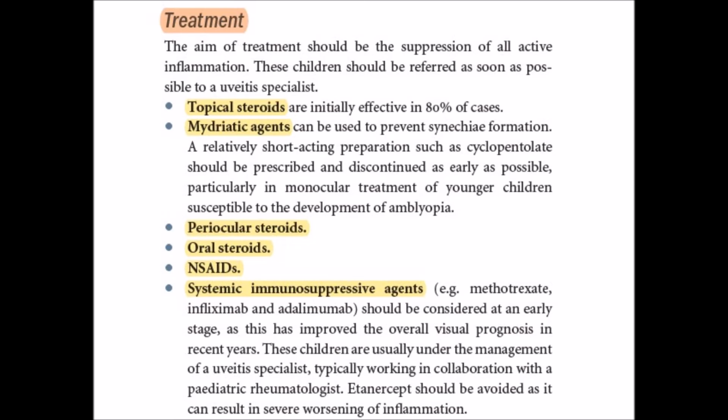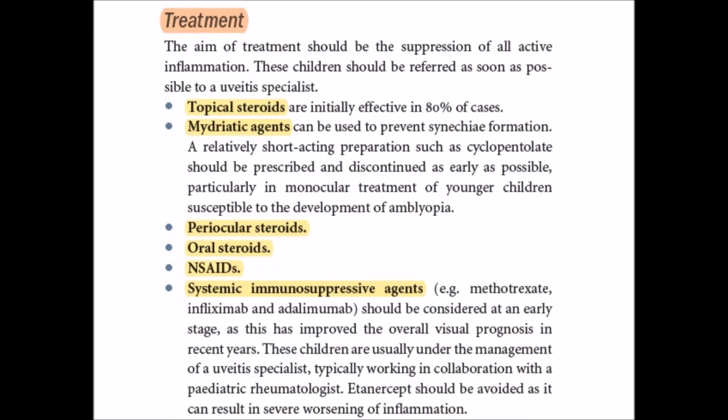A relatively short-acting preparation such as cyclopentolate should be prescribed and discontinued as early as possible, particularly in monocular treatment of younger children susceptible to the development of amblyopia. There is also a role of periocular steroids, oral steroids, and NSAIDs. Now, the most important part is systemic immunosuppressive agents, for example, methotrexate, infliximab, and adalimumab. They should be considered at an early stage as this has improved the overall visual prognosis in recent years.